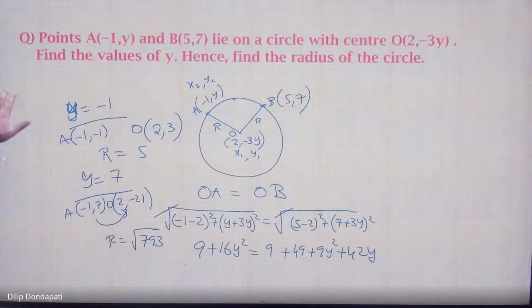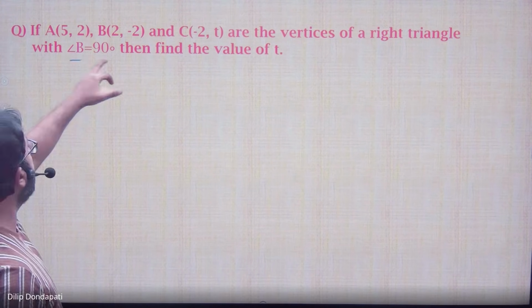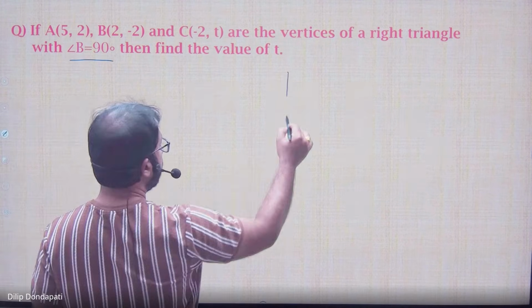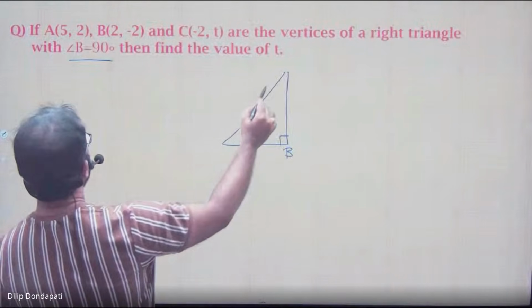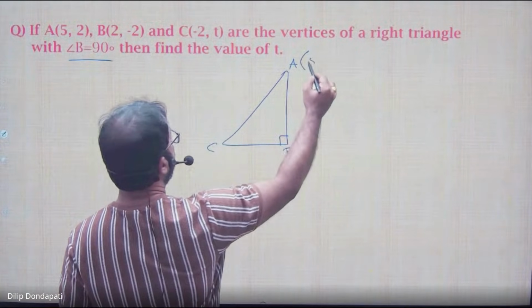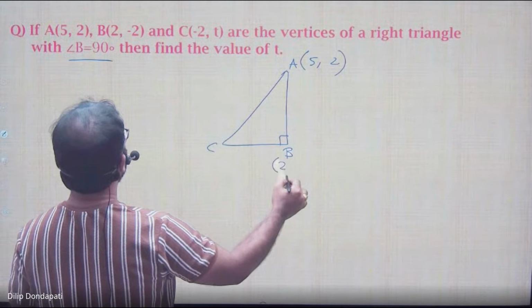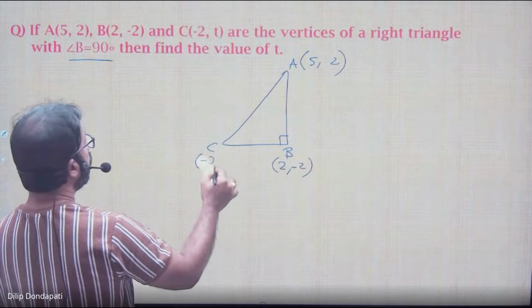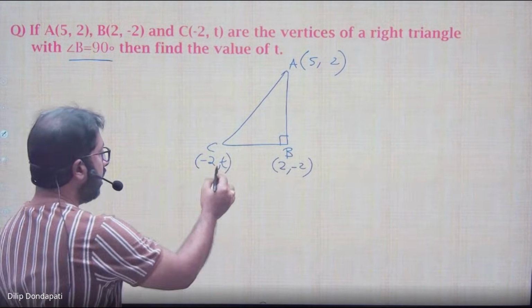Okay, let's go. Next, last question. We'll go for a new topic. Hurry up. A, B and C are the vertices of a right angle triangle. Angle at B is 90. So draw the diagram. B is the angle of 90 degrees. The coordinate of A is 5, 2 and B is 2, -2 and C is -2, T. This is a right angle triangle. He's telling us to find the value of T. What is the value of T?